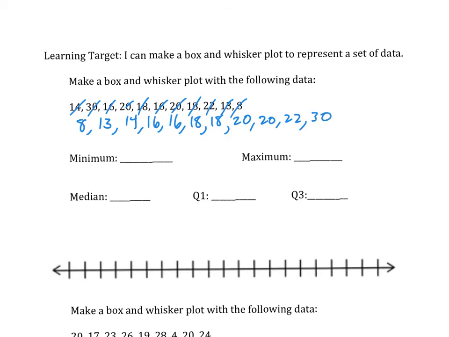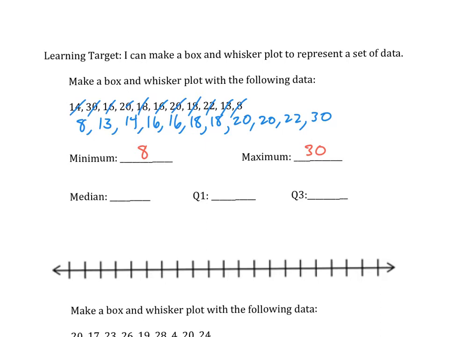Okay, so now we are going to figure out some different points in this data set to help us create our box and whisker plot. Our minimum is going to be our lowest number, so that will be 8. Our maximum will be our highest number, which is 30. Our median, that's going to be the one that's right in the middle. So I'm just going to go down the data set and cross off one number on the bottom and one on the top till we get to the middle.